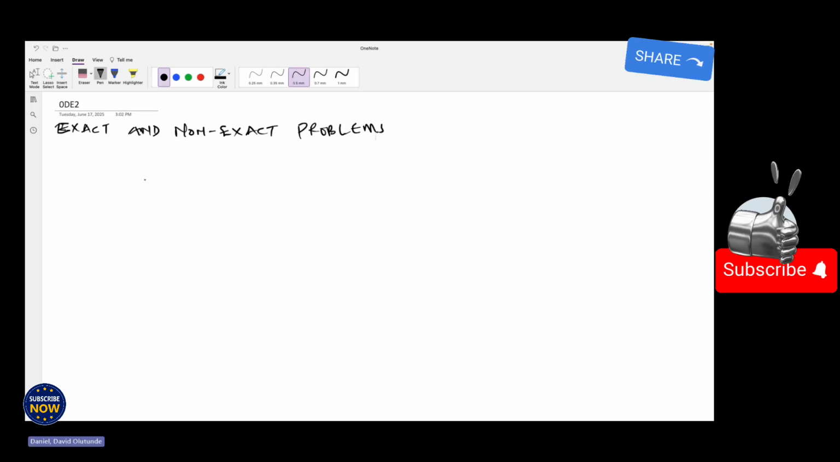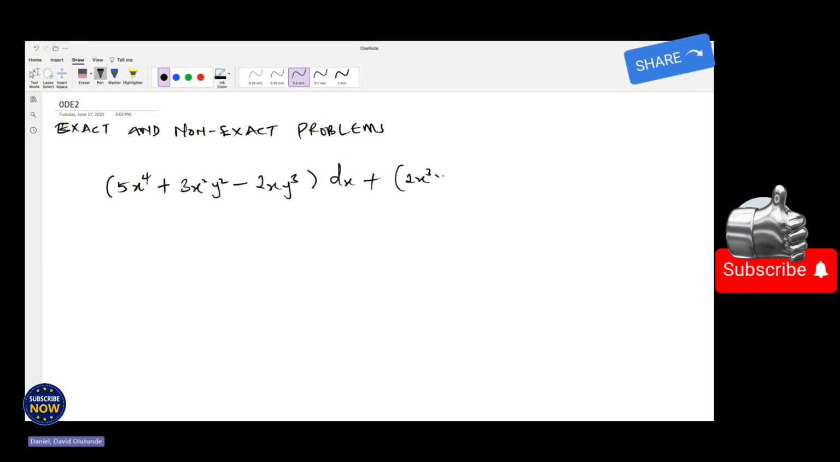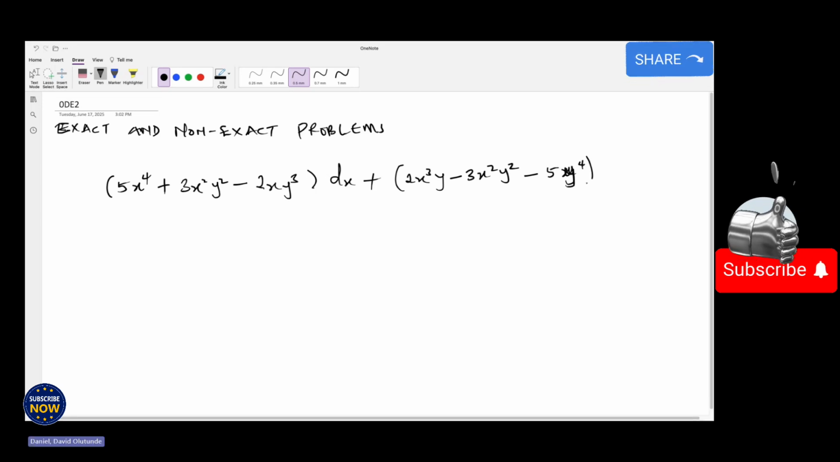Suppose you're given a problem this way. Let's say you're asked to solve (5x^4 + 3x^2y^2 - 2xy^3) dx + (2x^3y - 3x^2y^2 - 5y^4) dy = 0. Sorry, 5y^4.